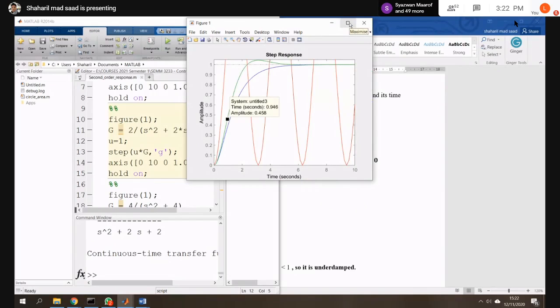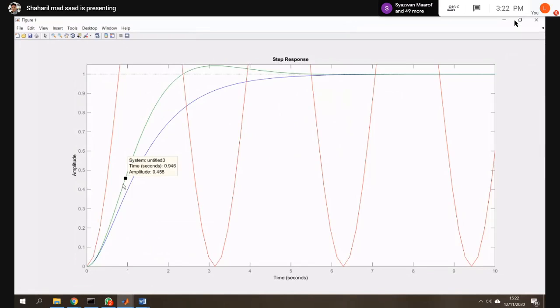So you can see that the green color one, the underdamped case, has a faster time response than the overdamped one, but it will have some overshoot. But at the end, the steady state error is equal to 0, and the output settles at 1.